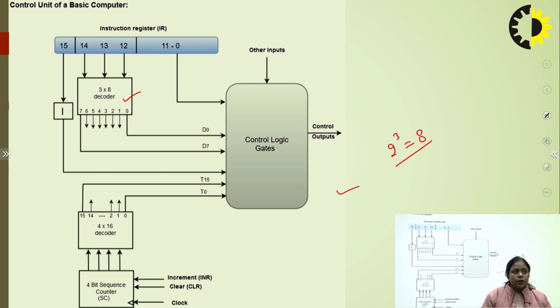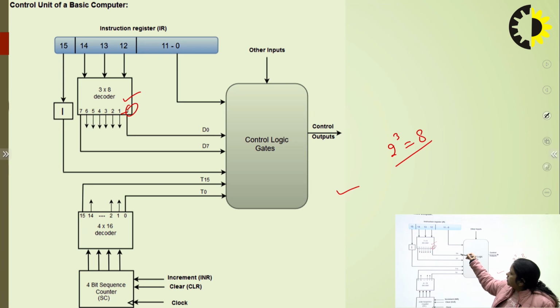If the value of opcode is 0 0 0, what it means, output 0 will be 1 and other outputs will be 0. So this is the functionality of the decoder. Only one output will be 1 at a time. So if the value of the opcode is 0 0 0, then the 0 output will be 1, so that operation will be performed by the CPU. If the value of the opcode is 0 0 1, then output 1 will be 1. So in this way we can find out which operation is performed.